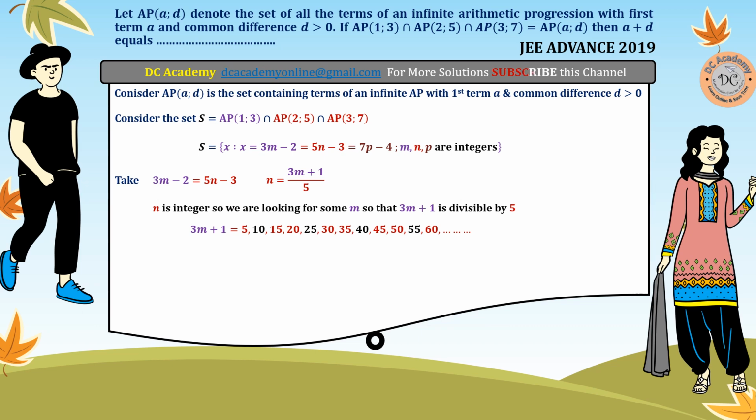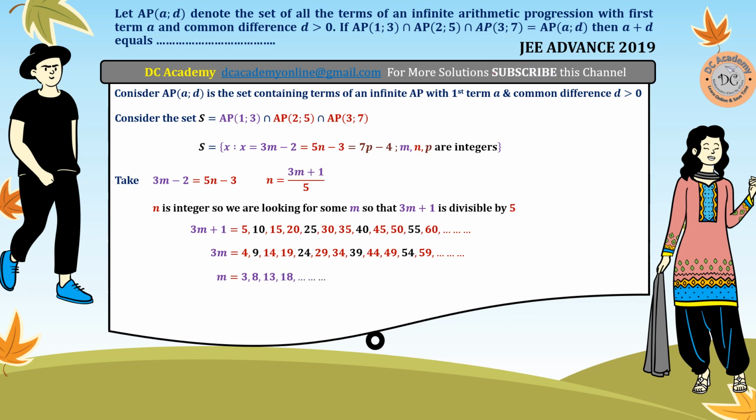Now we need to calculate the value of n. So what is the value of 3m? It will be 4, 9, 14, 19, 24, 29, and so on. So basically we are subtracting one from each and every number in the 3m plus 1. Now we'll divide it by 3 to get the value of m. So m starts from 3, 8, 13, 18, and so on.